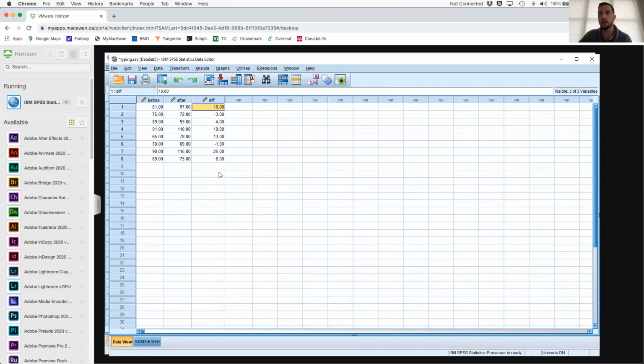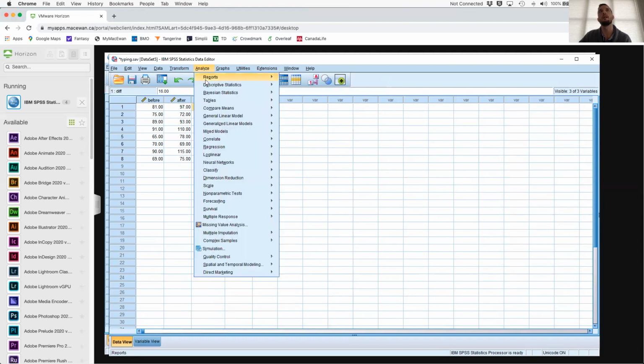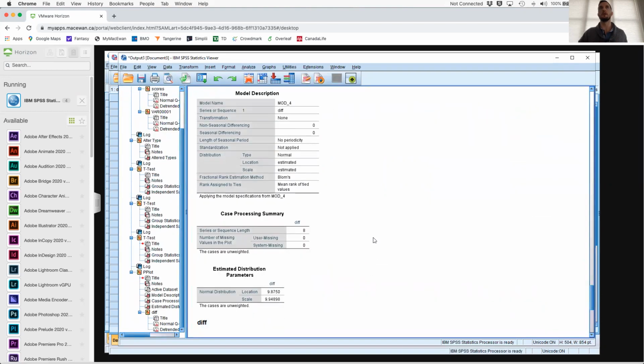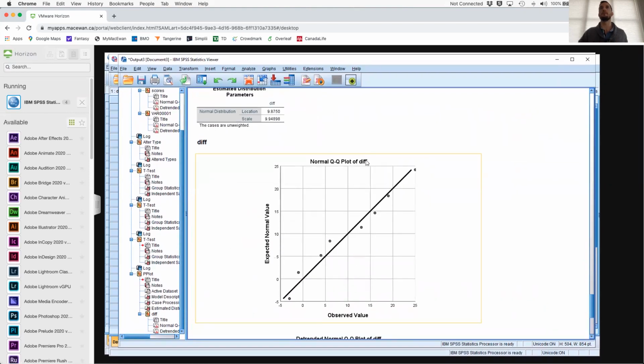So to check the normality assumption of the differences, we can make a QQ plot of these difference values directly. So we would go analyze, descriptive, QQ plots, and then we would just select the differences. Right? So essentially this is basically just a one sample t-test, but we're operating on this difference variable rather than on the before or after variables. Okay, so here's our QQ plot of the differences.